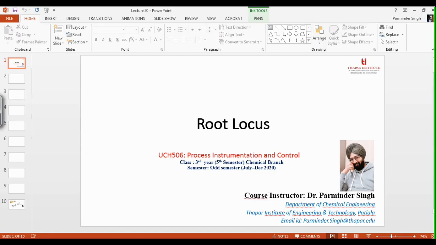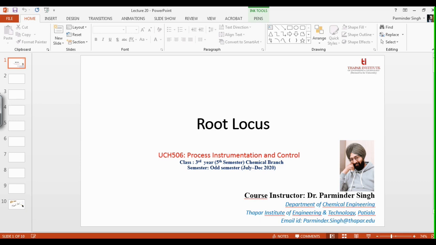Hello students, in this lecture we will be discussing root locus. Now root locus is a second stage of stability. In the previous lecture we dealt with Routh criteria. There were certain drawbacks of Routh criteria. Those drawbacks will be somewhat eliminated using root locus. So root locus is something different from your Routh criteria, but basically root locus is also used for checking the stability of a system.